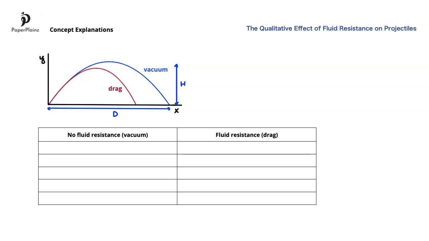A difference that we clearly see on the diagram is that in vacuum the trajectory is a parabola. However, when there is fluid resistance, the trajectory is not a parabola. As we already said, the range of the projectile in vacuum is d, and logically, when there is fluid resistance, the range will be less than d. The same thing applies to the maximum height reached by the projectile, because logically it is smaller when we have fluid resistance.